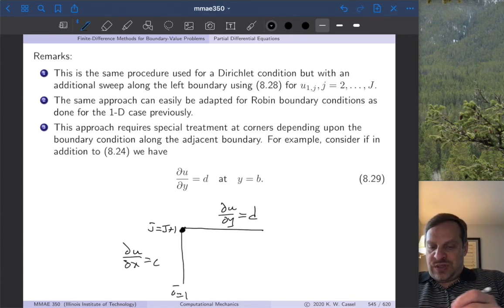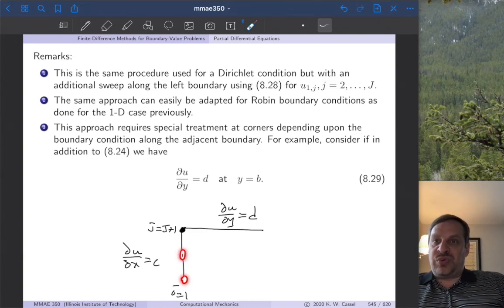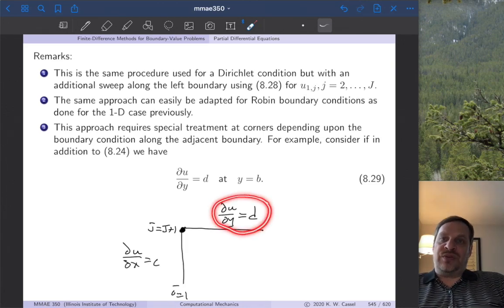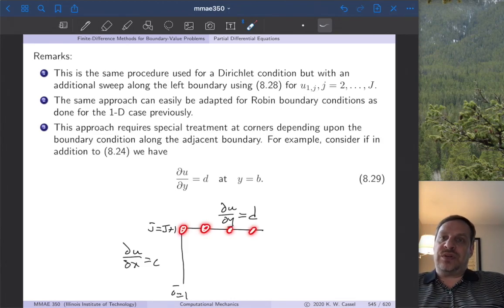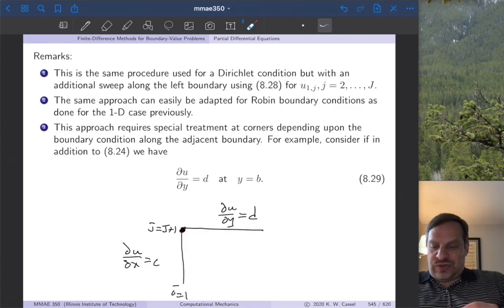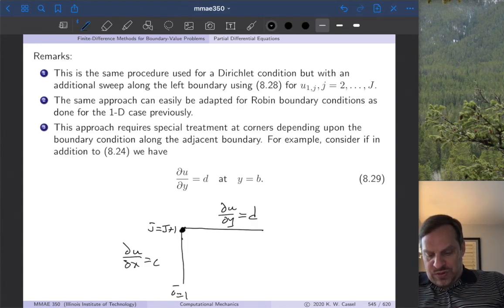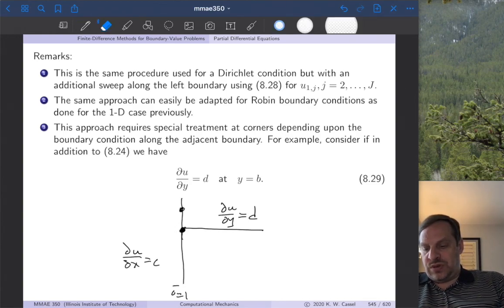What we just did in the previous slide was look at points along that left boundary. What is the difference equation we use to update using Gauss Seidel? Now the question is, if we also have a Neumann boundary condition along the top, then we also have to evaluate these points along the top as well. So let me extend this up. We're going to have a fictitious point up here. We've already dealt with the fictitious point out here.